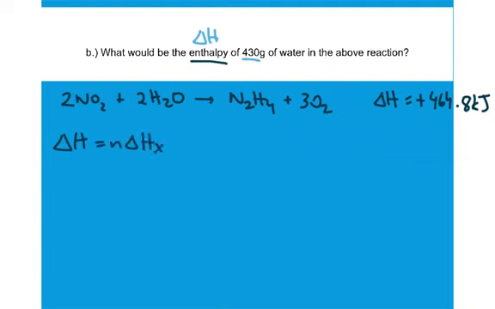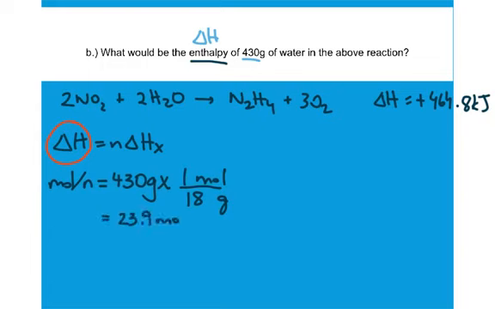So from the equation and the word problem, I have all the pieces that I need. I'm solving for delta H, so let's start by solving for n. So moles, or n, equals my given mass, 430 grams, times my conversion factor. I want my 1 mole on top, I want my molar mass on the bottom. My molar mass is about 18 grams for water, giving us 23.9 moles approximately for our moles.